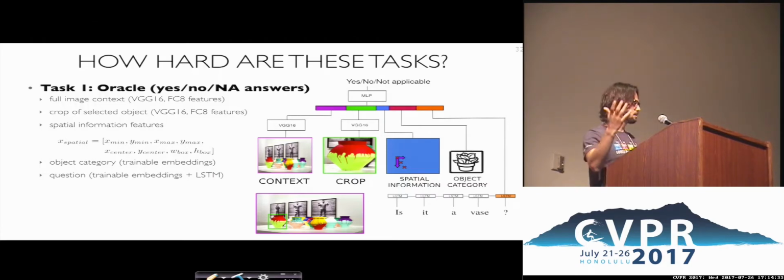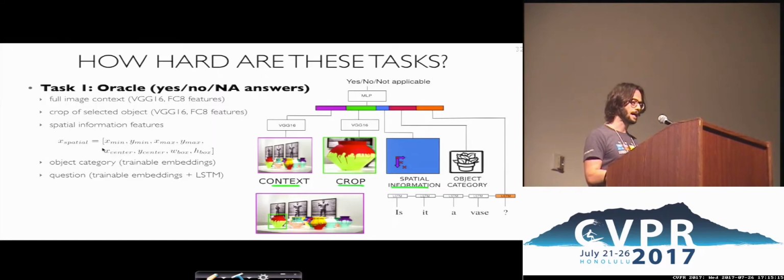Having collected all of this data, we set out to see how hard the tasks are, for the oracle as well as for the questioner. The first task for the oracle is essentially a yes, no, non-applicable classification problem, where the relevant input is what we call the context, which is the full image, and the crop of the selected object. We can extract this crop based on a segmentation mask. We also consider adding explicit spatial information about the selected object. Remember, this is the oracle, so the oracle has access to what object is selected.